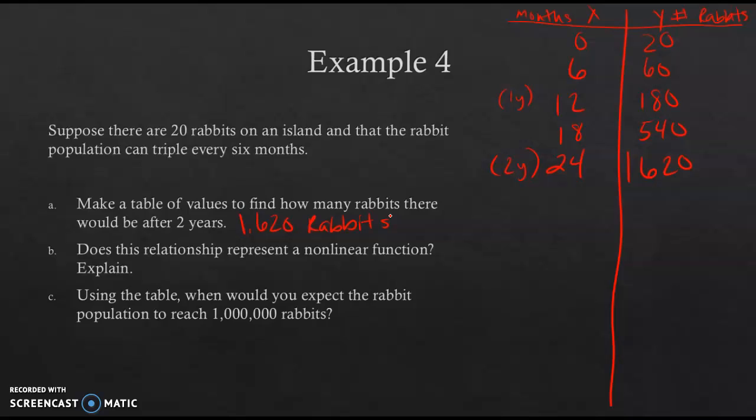Now, does this relationship represent a nonlinear function, and explain? Well, the difference between 60 and 20 is 40, but the difference between 180 and 60 is 120. So that tells us that this is nonlinear. So yes, nonlinear, because it doesn't have a constant rate of change.